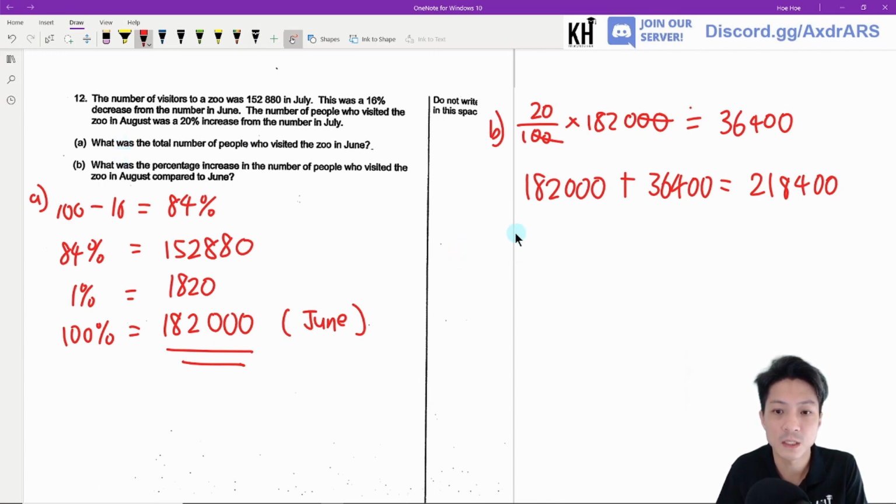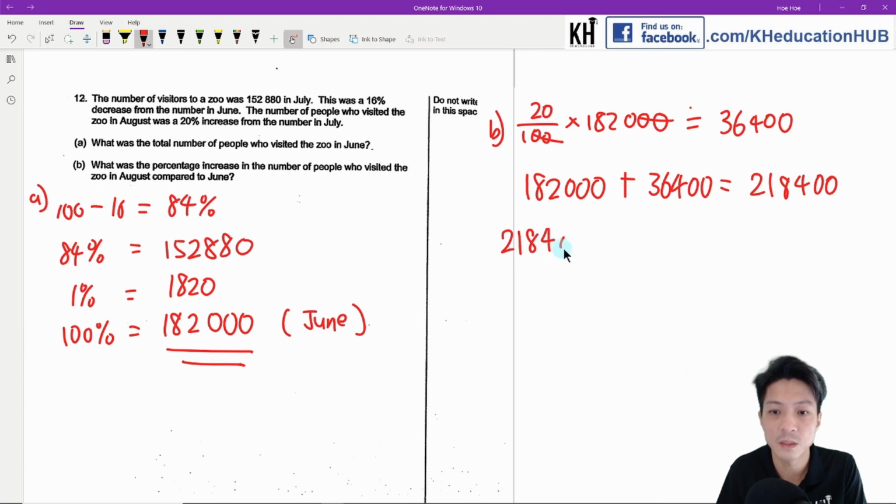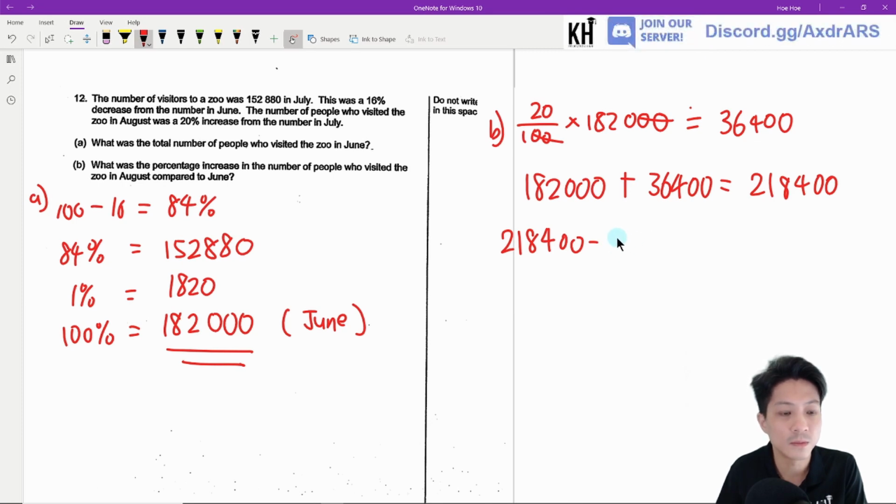Okay, to find the percentage increase, I need to use the number in August minus away the number in June.